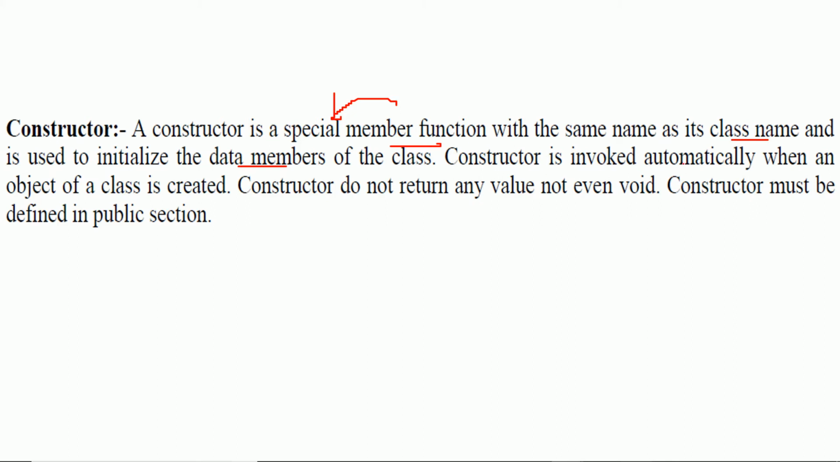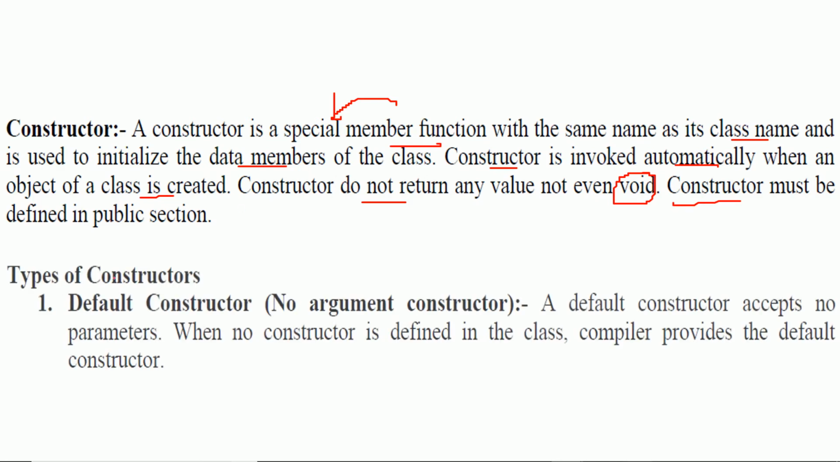And this is invoked automatically. That is, whenever you create an object of the class, this constructor is going to be invoked automatically. You don't have to do anything. So there is a default function which is given by C++. Constructors do not return any value, not even void. And always remember, the constructor should be in the public section.